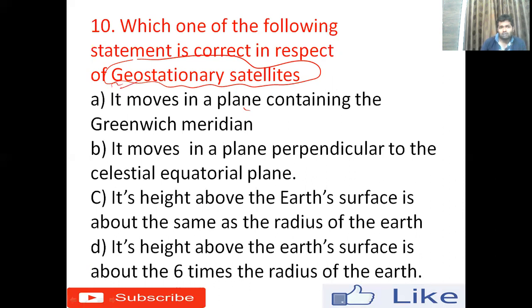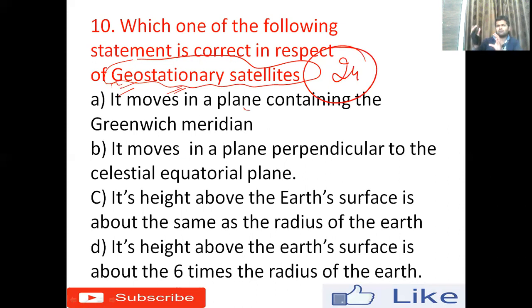Geo means Earth, stationary means at rest, while the Earth is continuously rotating and revolving. These satellites revolve with the speed of the Earth only. If the Earth is moving, this satellite will move at the same speed. It takes 24 hours to complete one rotation, which is the rotation taken by the Earth itself. That kind of satellite is called a geostationary satellite. So the time period is 24 hours, we have to remember.